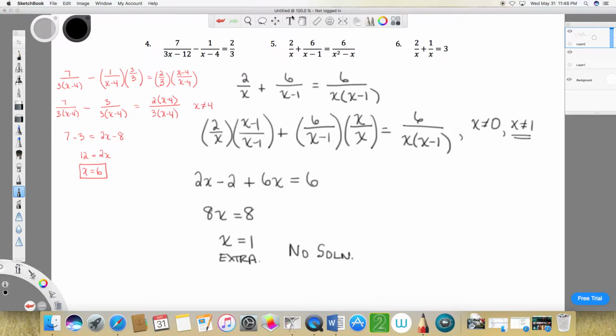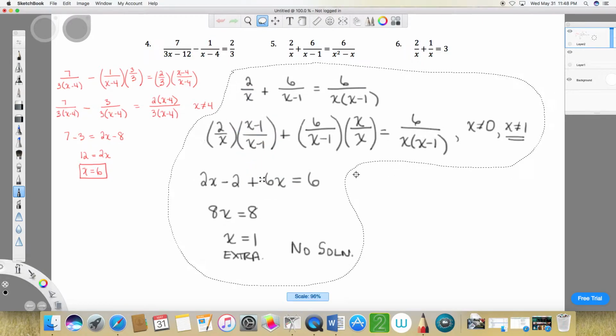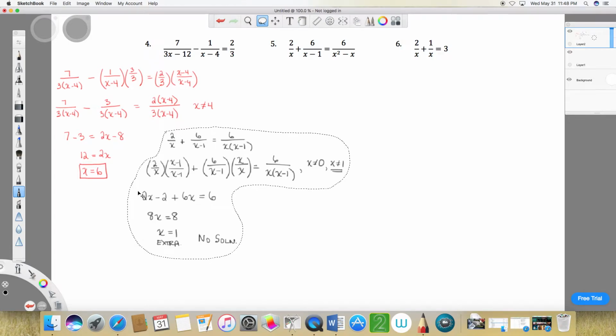All right. See if I can shrink this up to work on number 6 over there. Oh, this software is neat. All right. I'm going to change colors.